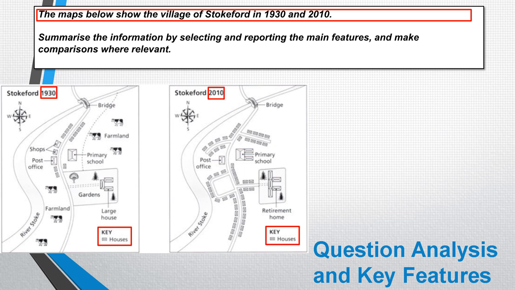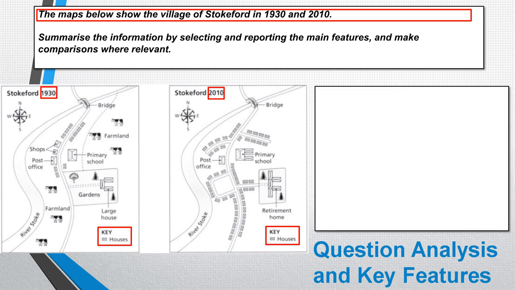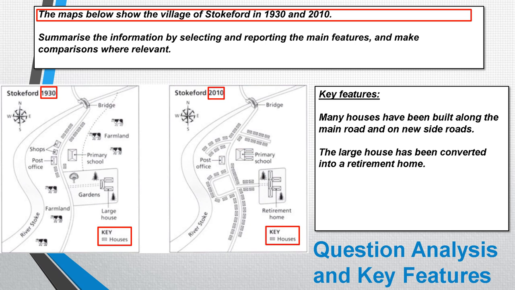So I'm going to have that as one of my key features, and also along with the number of roads. So it's the roads and the houses that are immediately noticeable. The second thing I'm going to select is the large house, and how that's been converted. Notice there are two extra buildings on it, and it's been changed into a retirement home, and the gardens have also been built on. So that's quite a major change.